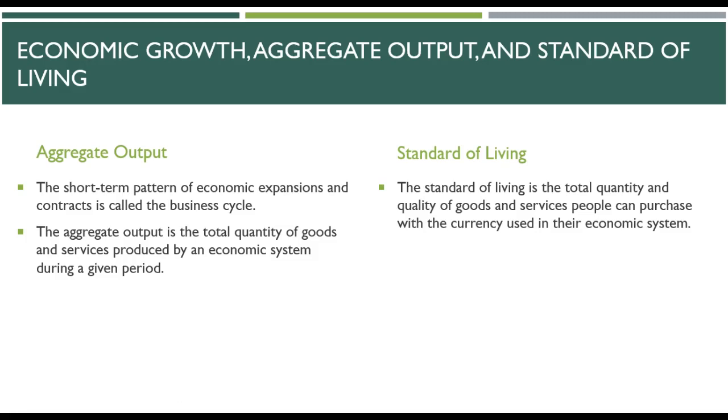An increase in aggregate output is economic growth. When output grows more quickly than the population, two things usually follow. Output per capita, the quantity of goods and services per person, goes up. Also, the system provides more of the goods and services that people want. The standard of living is the total quantity and quality of goods and services people can purchase with the currency used in their economic system.